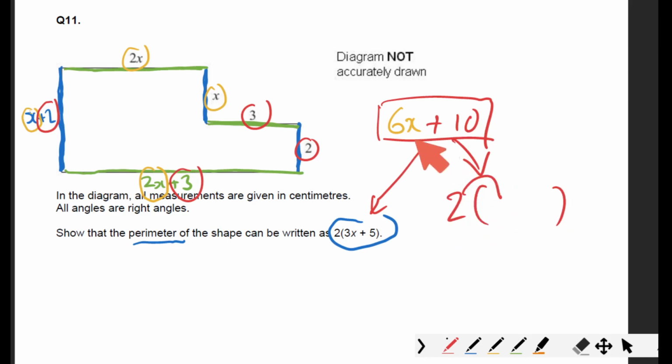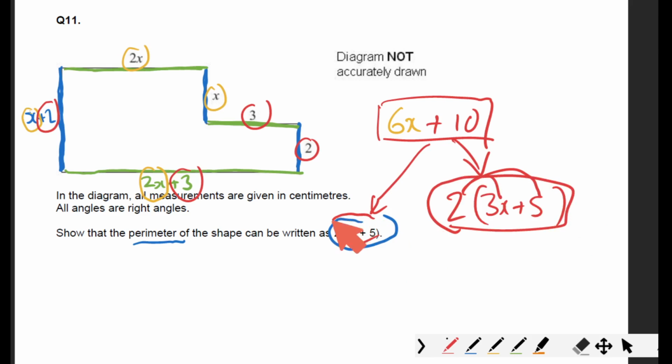2 times something to give me 6x is 3x. Look, that's what we got over here. Right, 2 times something to give me 10, that's 5. Right, we've got exactly what we wanted. This thing over here looks like what they wanted. Right, that's our answer.